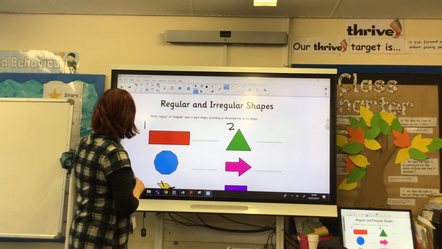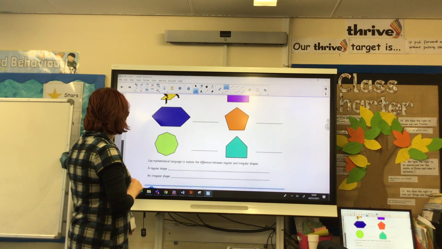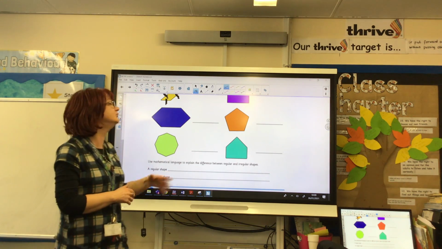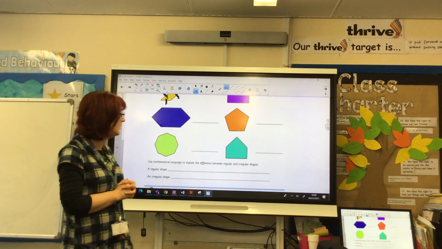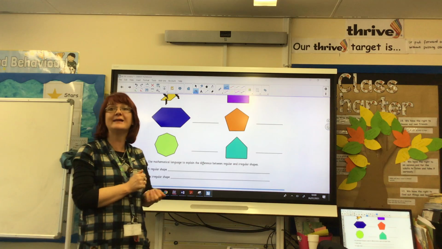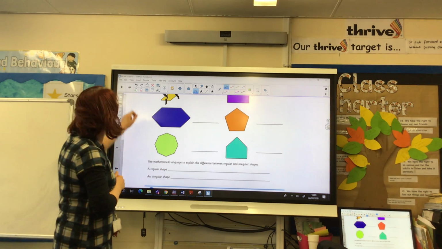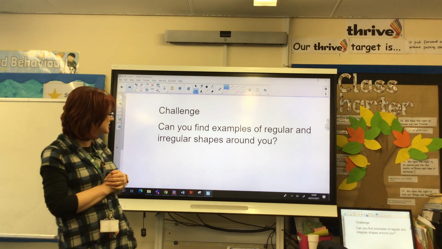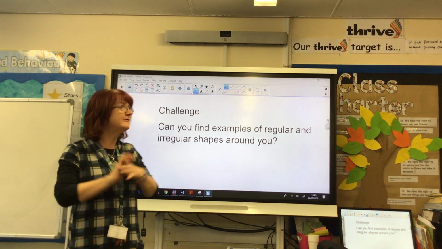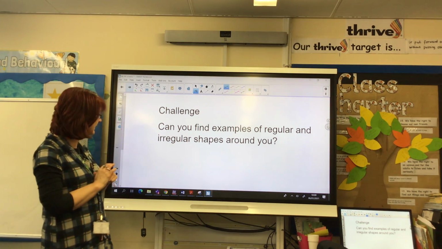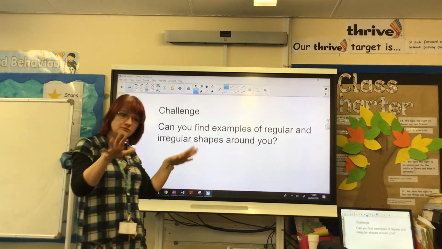That's your task. Don't forget at the very bottom, there's a little question there for you to try and explain what makes a regular shape and what makes an irregular shape. That's a bit of a tricky bit there at the bottom, a bit more challenging. And there's also a little challenge for you to think about your environment, the things around you. Can you find examples of regular and irregular shapes around you?